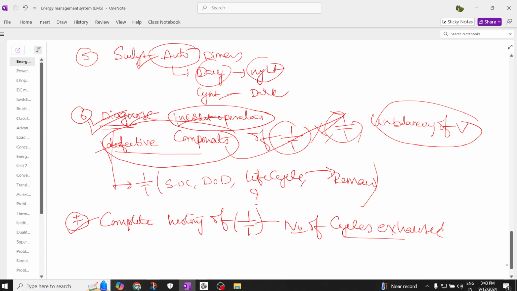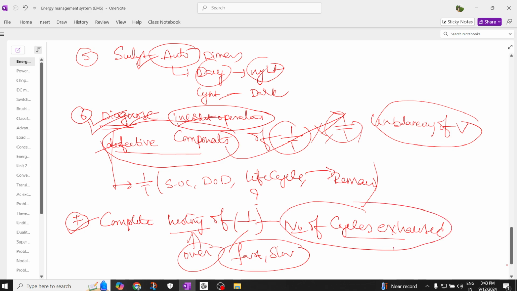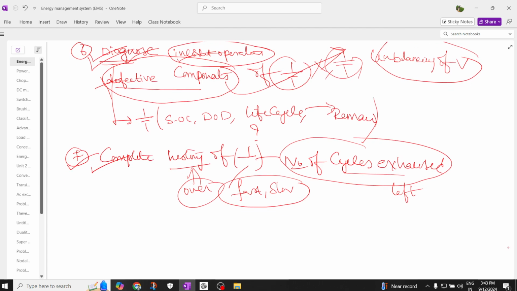So the purpose of the energy management system is the complete history: how many times you have charged, how many times you have overcharged, how many times you have made the battery full, from where to where you made it full, and at what time, how many times you kept fast charging, how many times slow charging. Due to this fast charging, how many life cycles have been exhausted, how many cycles are left from right now. So all the history of the electric vehicle will be available in this energy management system. The complete history of our battery will be available with the energy management system. So that's the main importance.